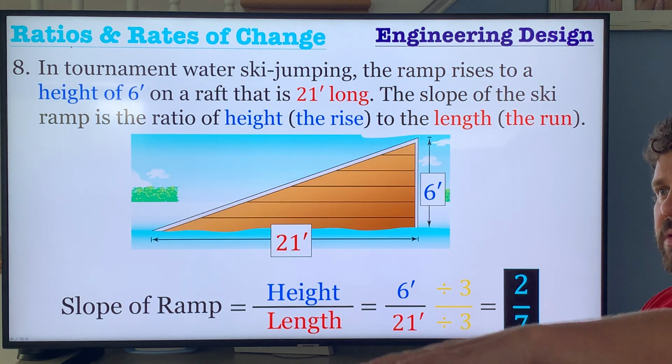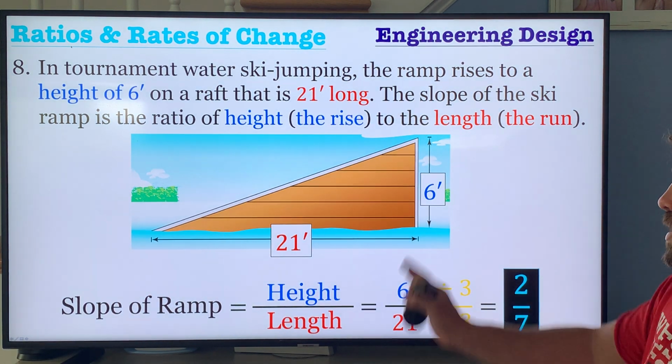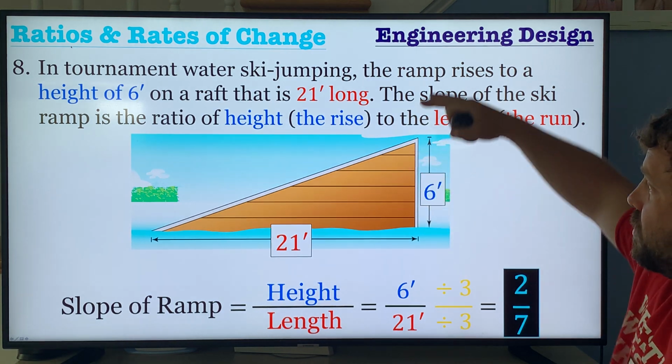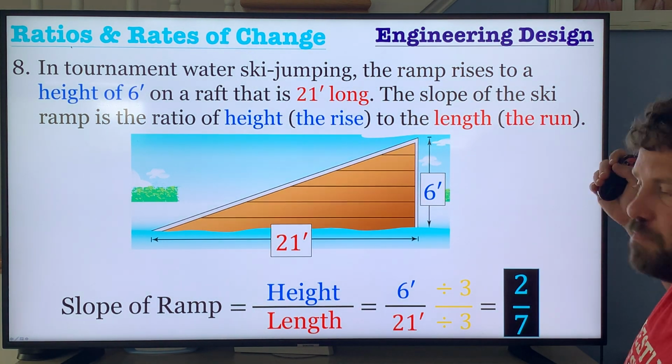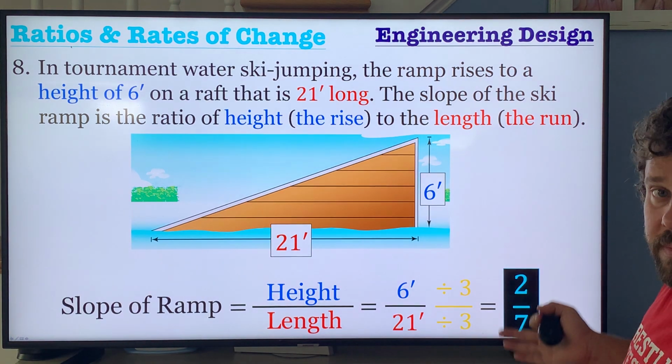So for every 2 feet you go up, you have to have a length of 7 feet. So if I was going to extend this and go 2 more feet up, I'd go 7 more feet long, which would be about 28. All right, there you go. Set up little ratios for yourself.